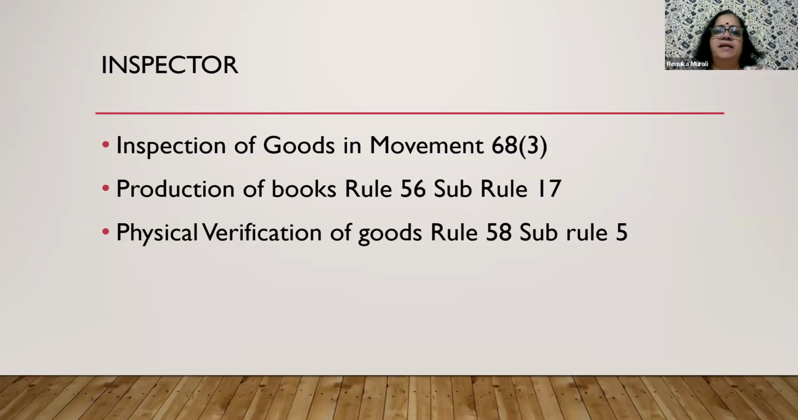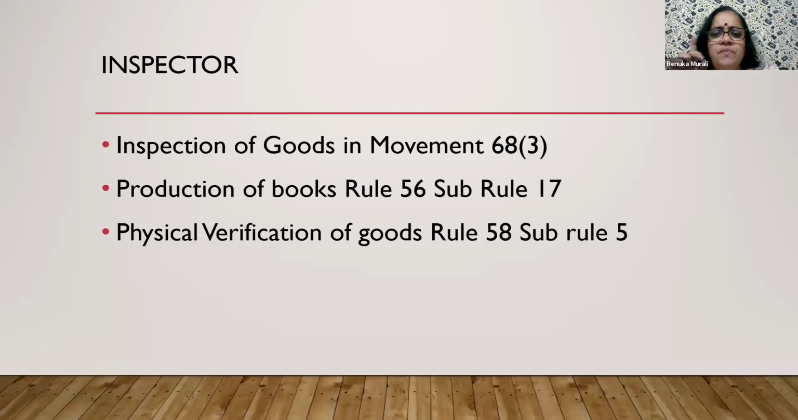We'll start from the inspector, the lowest authority as per the circular. An inspector has the power to inspect goods in movement. All of us would have had this experience of the dealer or the assessee calling us and telling us, sir, ma'am, our vehicle has been caught by the officer. They are asking for the e-way bill, they are asking for this, they are asking for that. So this is a right the inspector has. He doesn't have to wait for anybody. He is the authority designated to do an inspection of goods in movement. As per Section 68 subsection 3, an inspector can inspect the vehicles in movement.